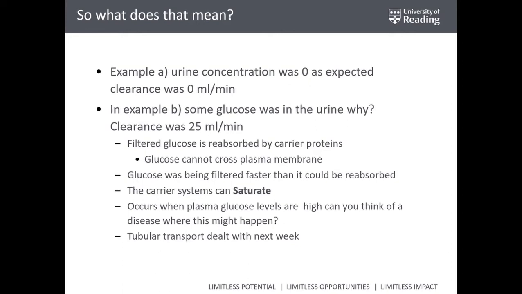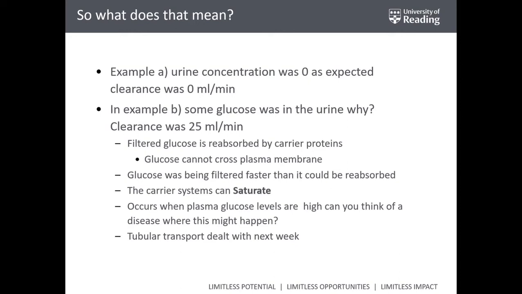It can only be reabsorbed by carrier proteins, and once you saturate the carrier protein system, then it will not reabsorb it anymore. So when the plasma glucose levels are high, such as in diabetes or hyperglycemia in general, then that is a sign of a disease.